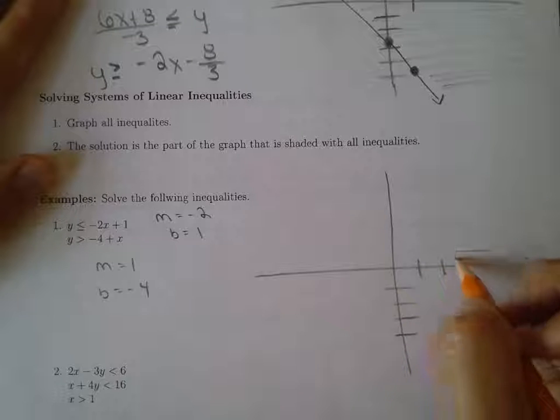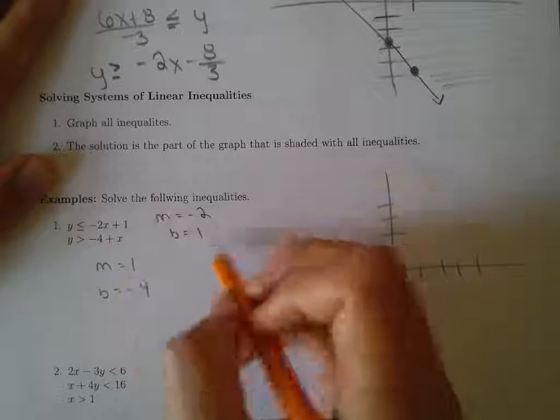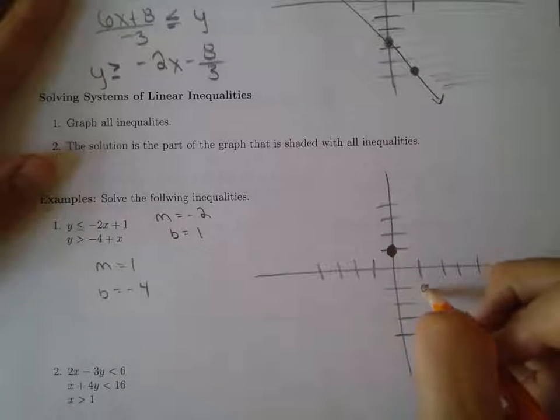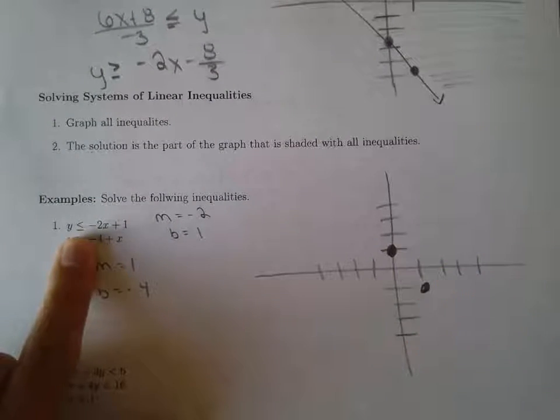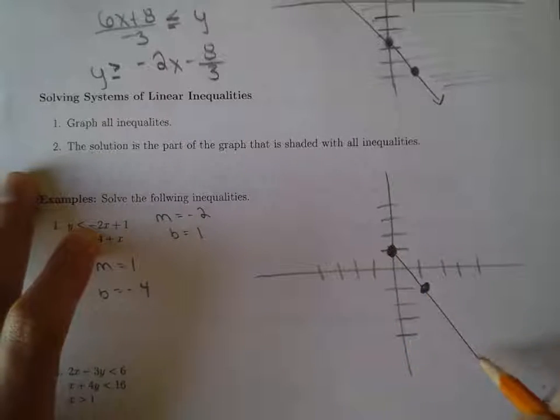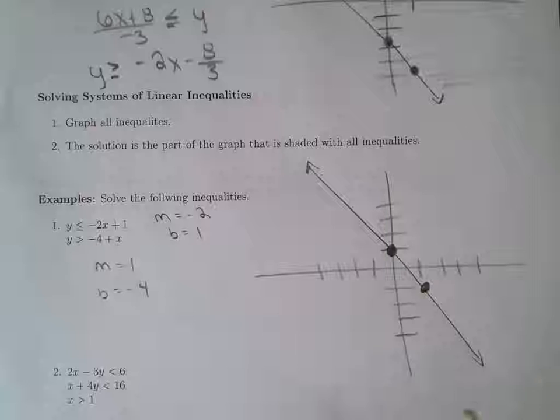I think if we go out 4 each way, it should be plenty. So the first one, y-intercept 1, slope is negative 2. So this would be the first one. Okay, the first one is less than or equal to, so we're going to do a solid line. And it's less than, so we're going to be shading below.